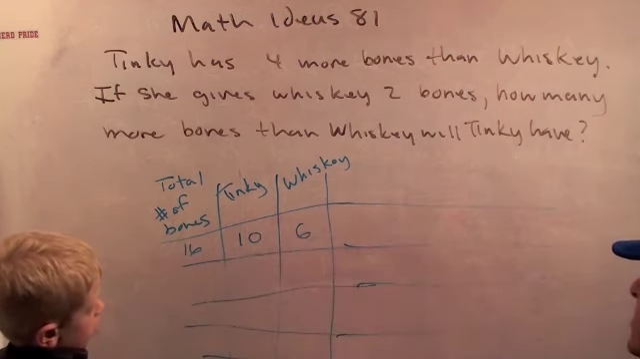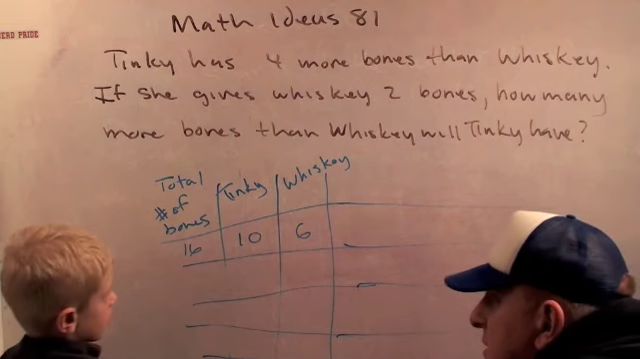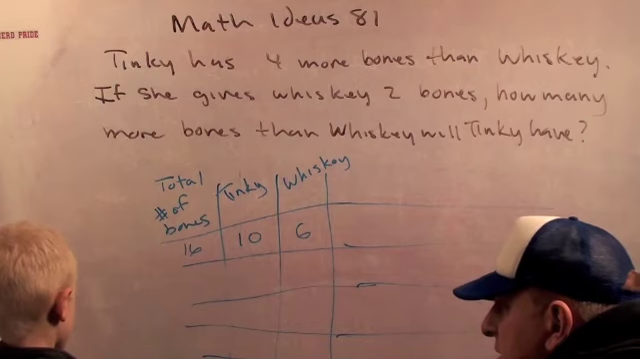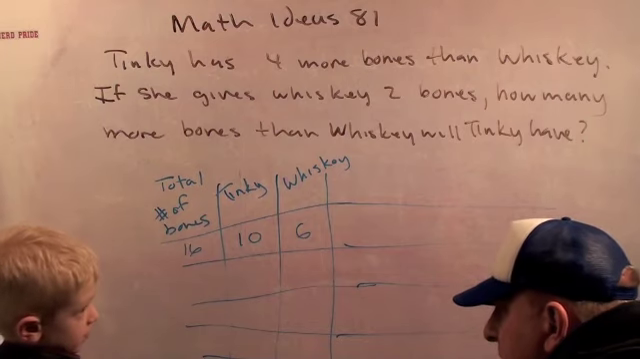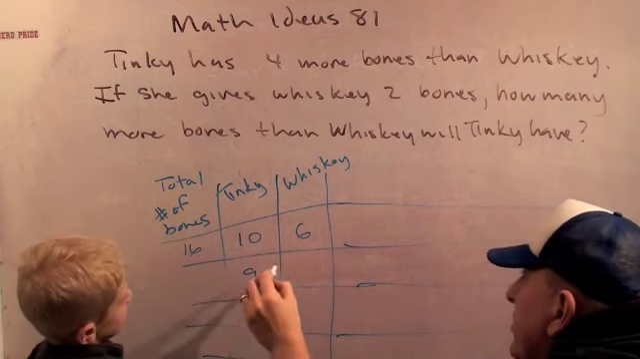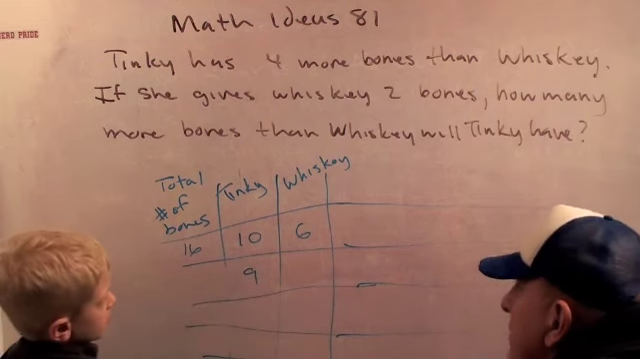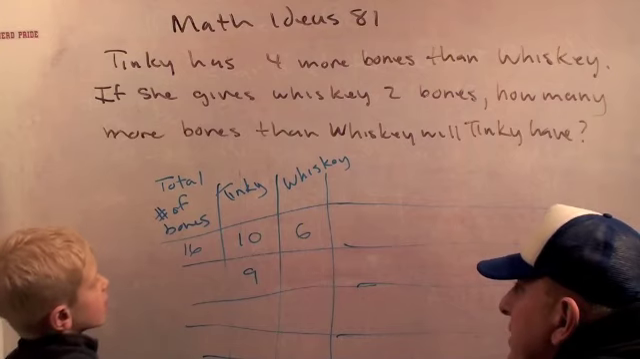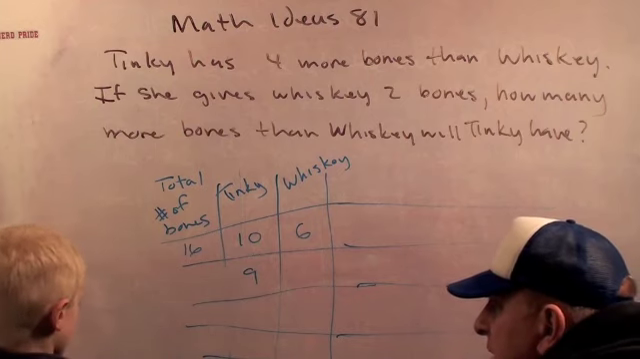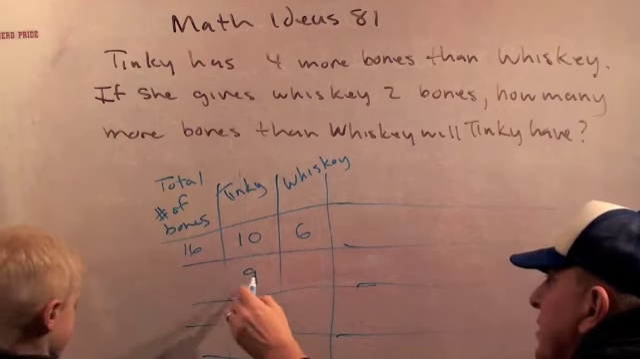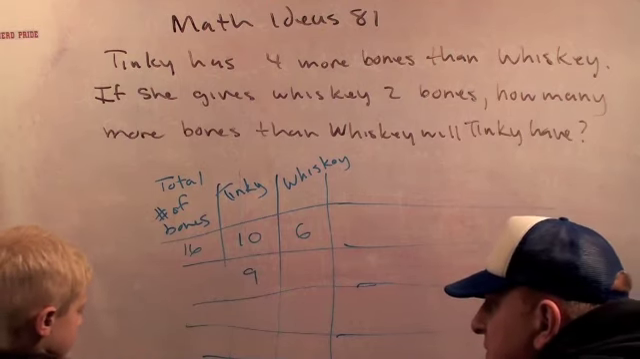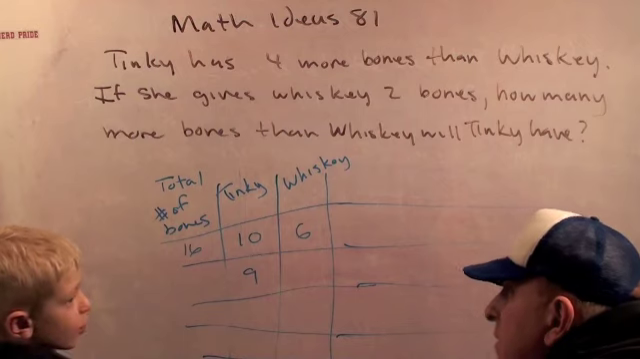Now, what's another amount of bones that she could have? 9 bones. Okay, 9 bones. How many bones would Whiskey have then? 5 bones. How'd you figure that out? If Tinky has 9 bones, how do you figure out how many bones Whiskey has? You subtract 4.